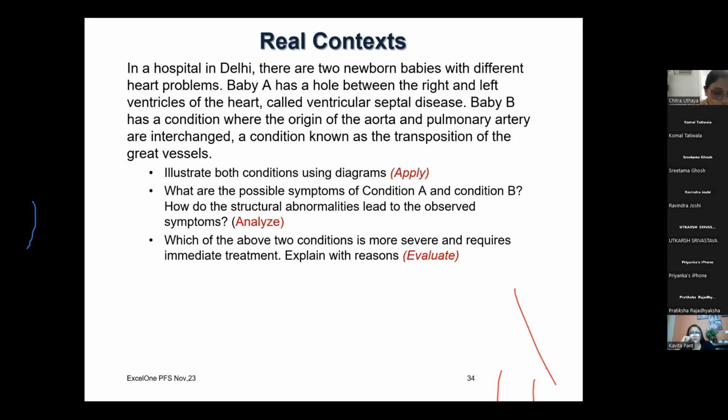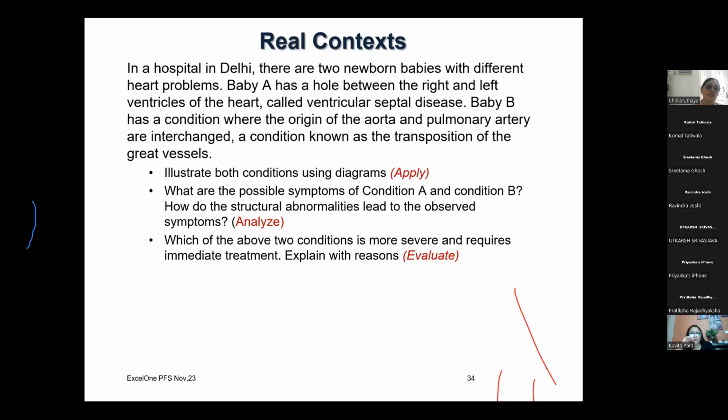So students know what the heart, the diagram of the heart. Now they have to use what is given here to show what has changed. Then you can ask questions like what are the possible symptoms of condition A and condition B, and which of the above two conditions is more severe and requires immediate treatment. Now that becomes an evaluate question.